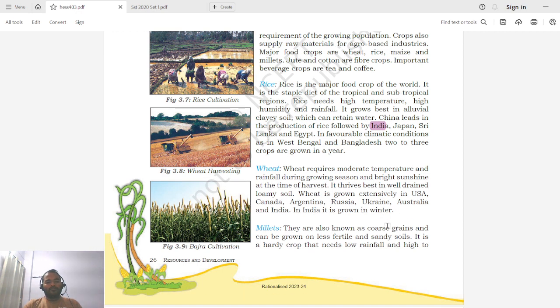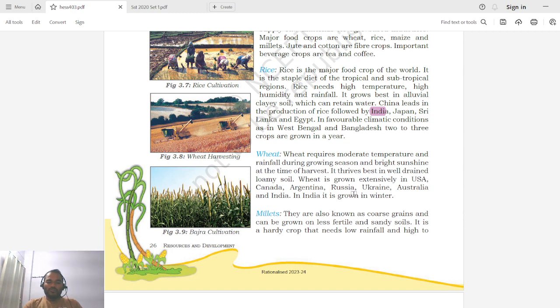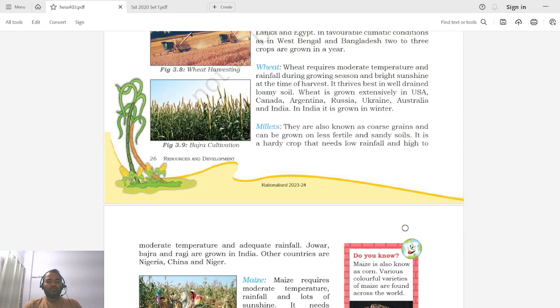Millets are known as coarse grains and can be grown on less fertile and sandy soil. Basically, millets are coarse grains which can be grown on less fertile and sandy soil. It is a hardy crop that needs low rainfall and high to moderate temperature and adequate rainfall.